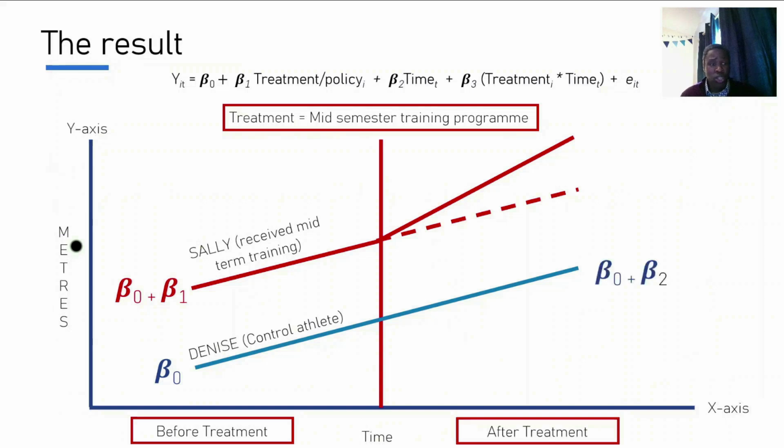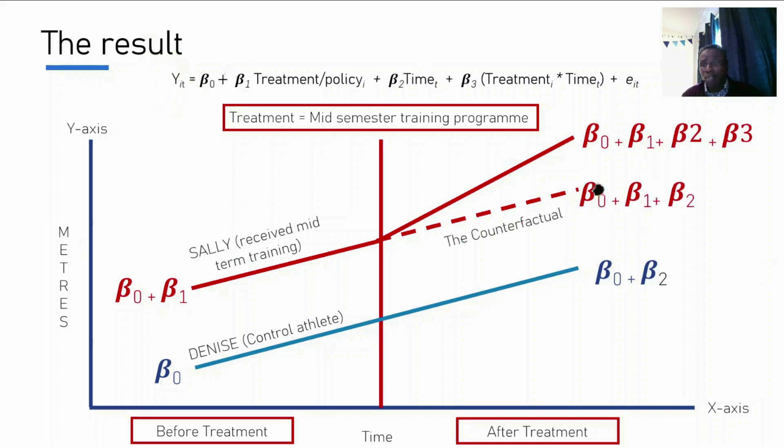Beta 0 and beta 2 is the value of the control group after the treatment. And all of these together is what we are trying to find out here. So the summation of all is what we're trying to find out. And beta 0, beta 1, beta 2 is the counterfactual. And here the difference, the 2 meters we saw earlier, is the impact of that particular training program.